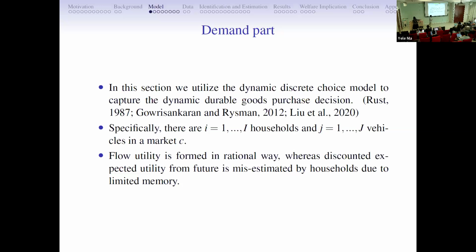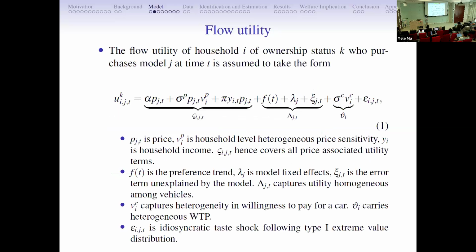So here we employ a dynamic discrete choice model, and we follow Gowrisankaran and Rysman's way to show the framework and how we deal with the information set and some of the state variable techniques we use. So first, we introduce the flow utility here.